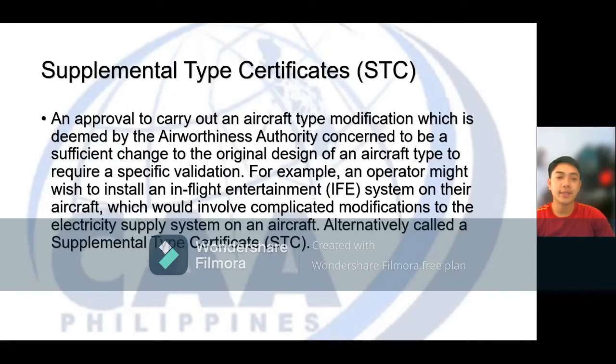A supplemental type certificate is an approval to carry out an aircraft type modification which is deemed by the Airworthiness Authority concerned to be a sufficient change to the original design of an aircraft type to require a specific validation. For example, an operator might wish to install an in-flight entertainment system on their aircraft, which should involve complicated modifications to the electricity supply system on an aircraft. This is called a supplemental type certificate.